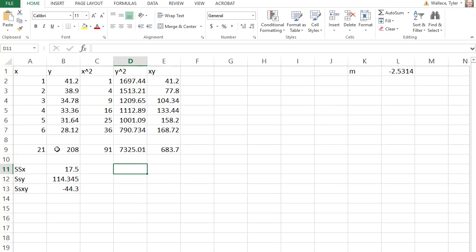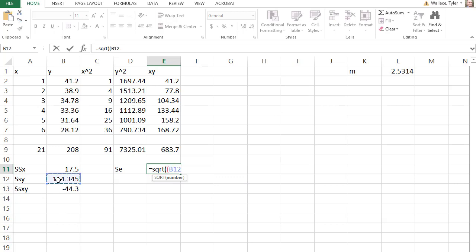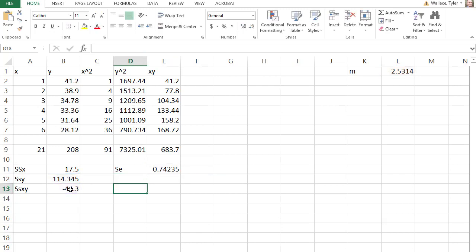Now that we know those values, we're ready to find our standard error formula. For the standard error, again, using the formula sheet, we're first going to start off with the square root. We'll need an extra parentheses for the numerator. We'll grab the SSY, subtract the slope times the SSXY, close the parentheses on the numerator, and divide by the sample size minus 2, which is 6 minus 2. Close the parentheses on the square root. That is going to be our standard error.